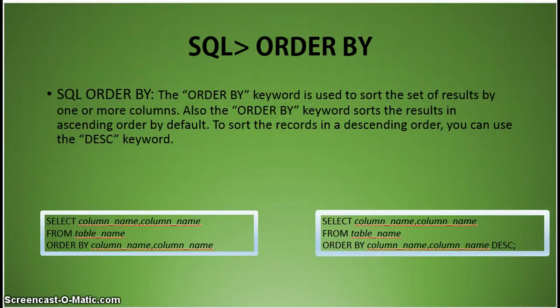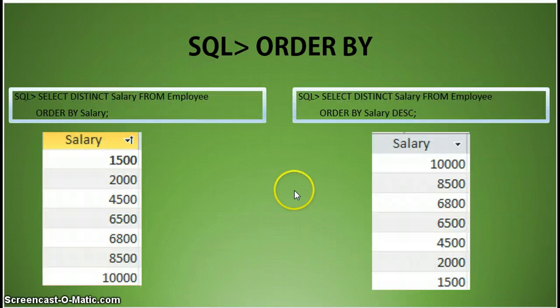For example, here you say SELECT what column you want, FROM what table you want to use, and ORDER BY what order you want, depending on the columns. So here you have the same code, but here you have descending. So this one would arrange them in ascending order, and here in descending. We'll look at it right now in the example.